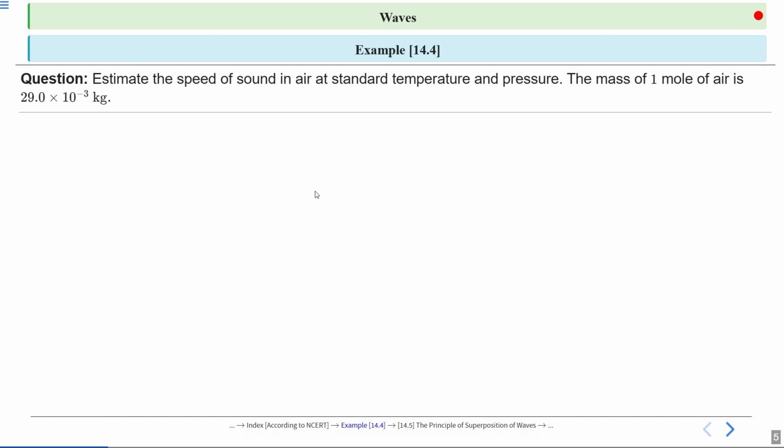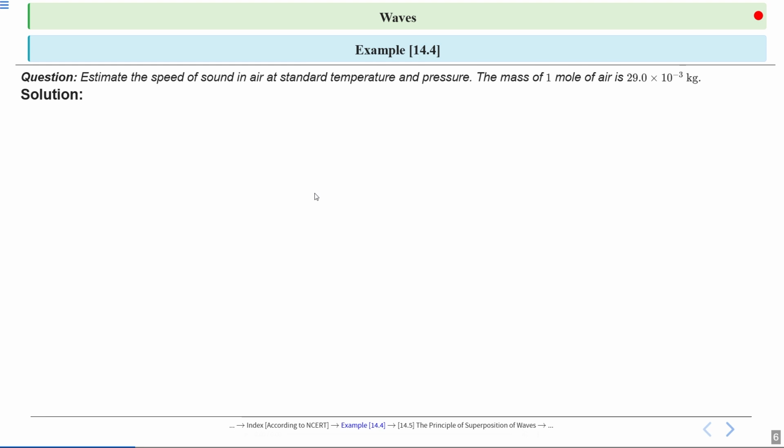Example 14.4. Estimate the speed of sound in air at standard temperature and pressure. The mass of 1 mole of air is 29.0 into 10 raised to the power minus 3 kg. Alright. So in this question, you have to find out the speed of sound in air at standard temperature and pressure. Now let's solve this example.